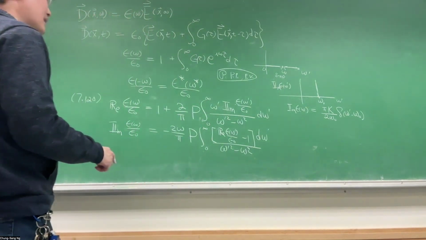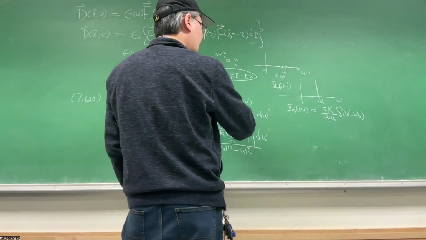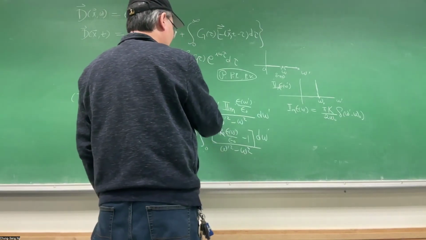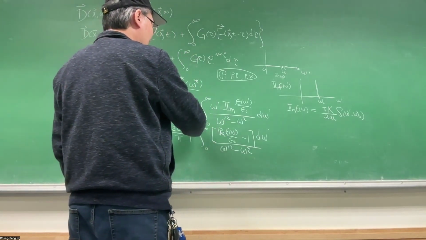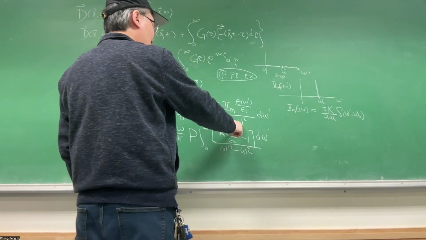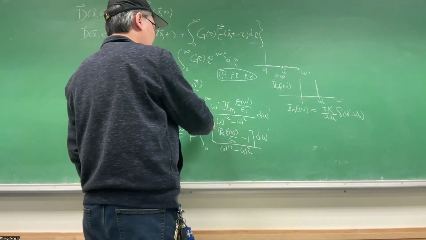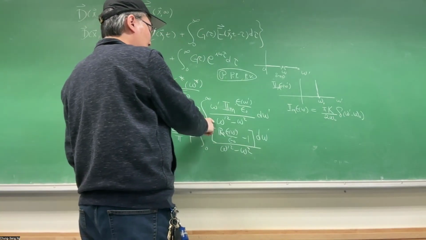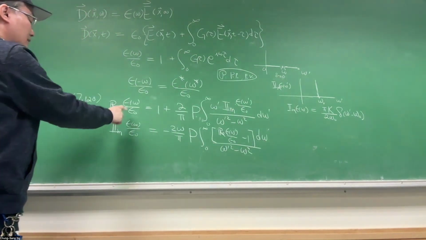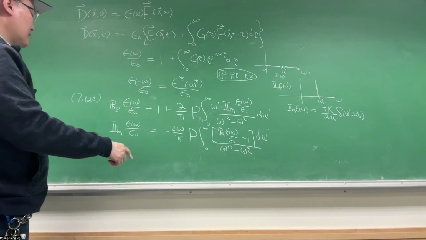And one more thing is for omega prime. Let me substitute omega prime equal to omega sub zero, only when, because you integrate, you skip the part where omega prime equals omega. So if omega sub zero is exactly omega, then this integral, because of the principal part, will skip that. So the delta function will give you zero. So in that case, the real part of epsilon of omega will be equal to epsilon zero.